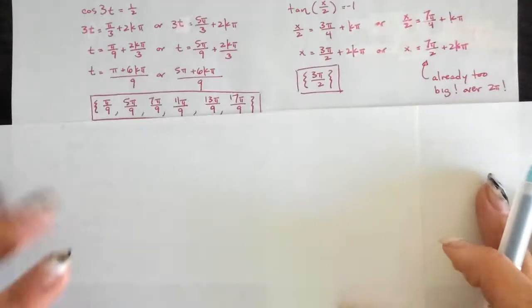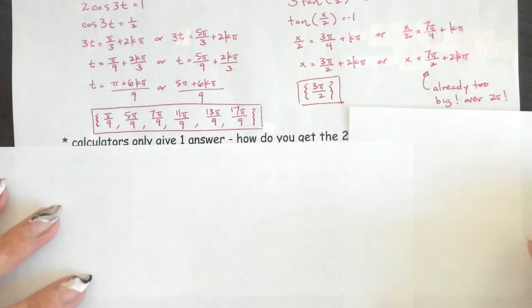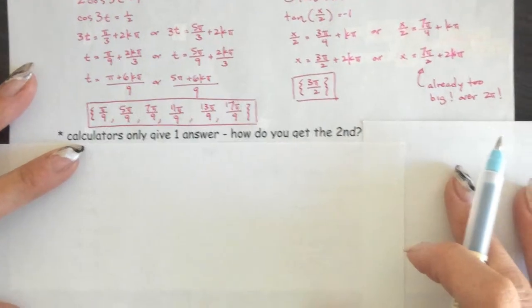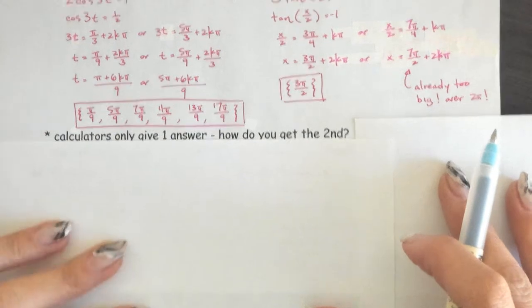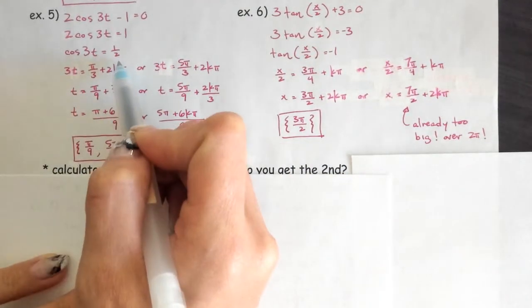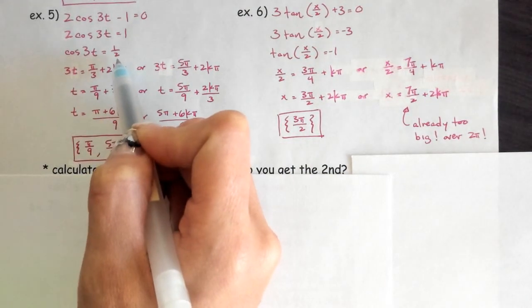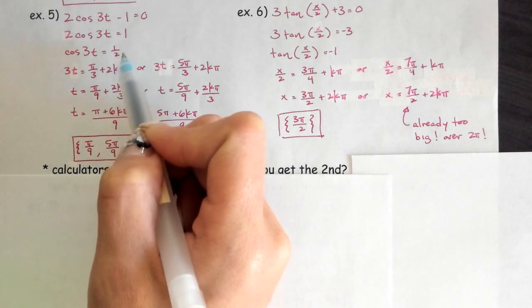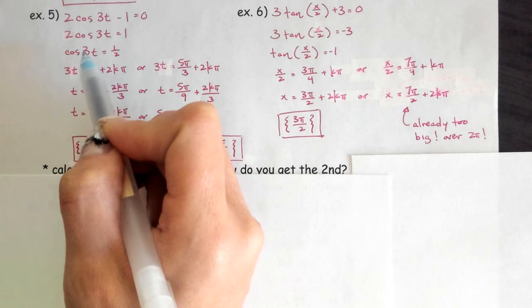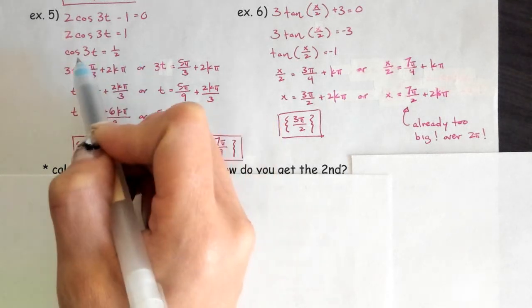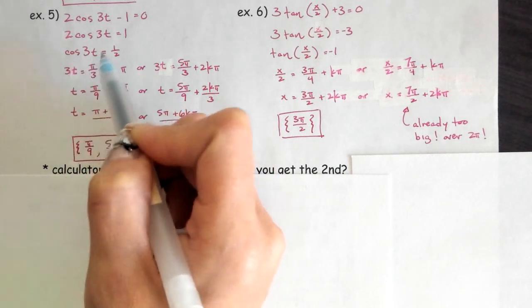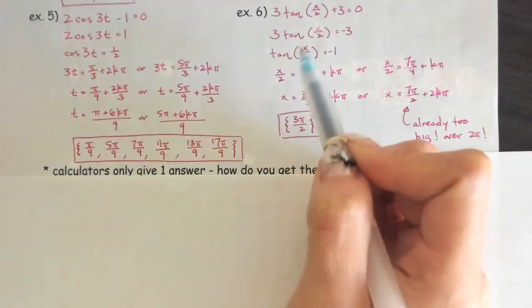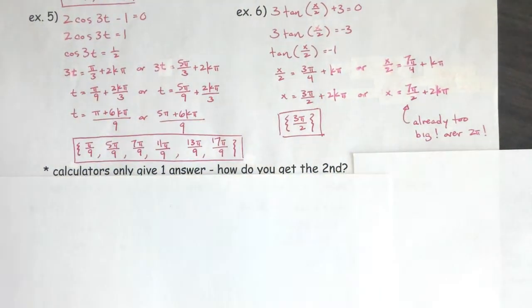Okay, so the last part is actually going to be, what if you have to use a calculator? Like, what if you get to here and then you have to put it into a calculator? Well, you would do cosine inverse of a half, and then it would spit something out in your calculator, and then you would do 3t equals that. But the problem is cosine inverse gives you 1 answer. In your calculator, tangent inverse gives you 1 answer. So here's what I mean.